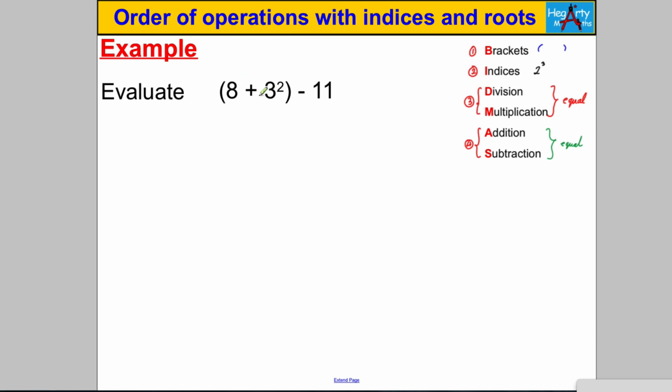Right, we've got brackets, we've got add, we've got indices, we've got takeaway. Brackets first, so we need to do the thing inside the bracket first here. But within the bracket, we've got an add and an indice. So within those two, we should do the indice first. So 3 squared is 3 multiplied by 3, which is 9, and 8 add 9 we're going to work out. Okay, so 8 add 9 and then take away 11. 8 add 9 is 17, subtract 11, and we get ourselves 6, and we're done.